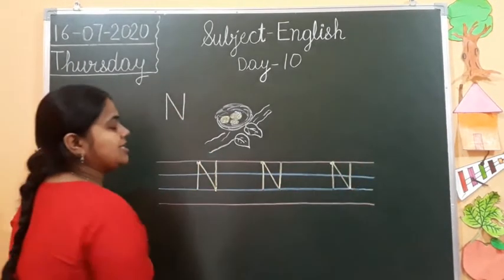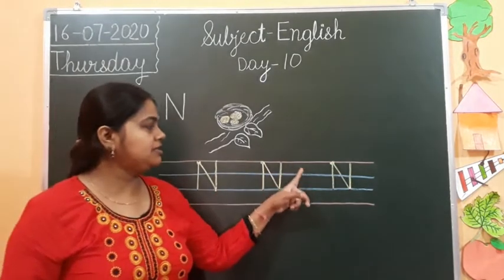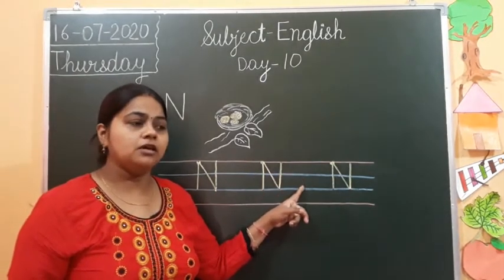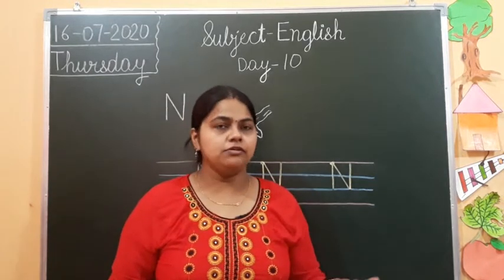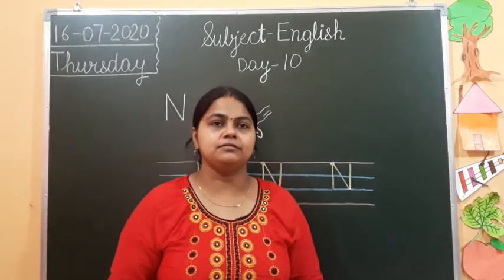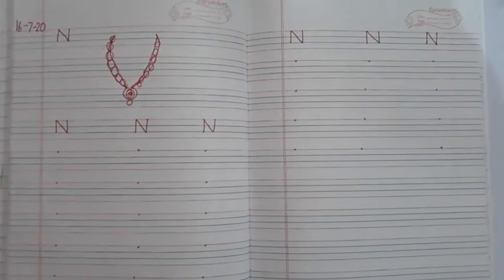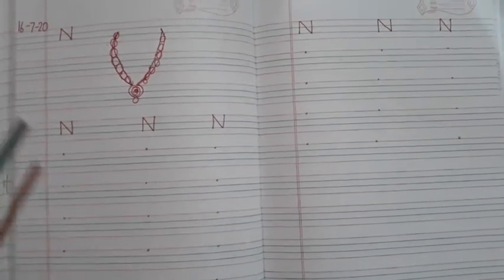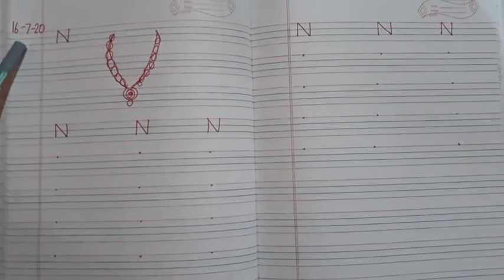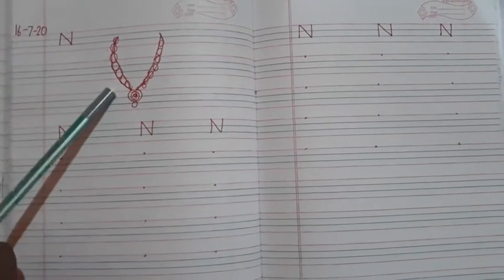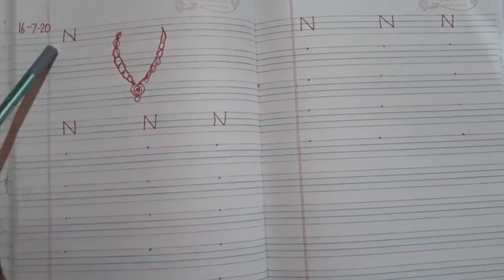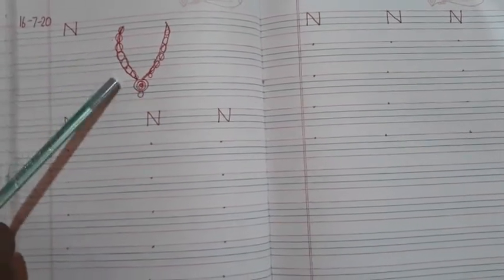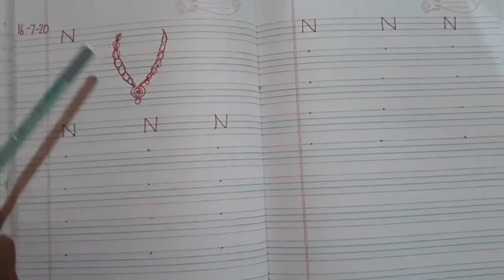So this letter N you have to write in these three lines. Okay. Now I will tell you how you have to write letter N in your English notebook. Let's start. This is your English notebook. In your English notebook, first you have to write down the date. N. Do you know what this is? N for necklace. You can draw any picture related to letter N.